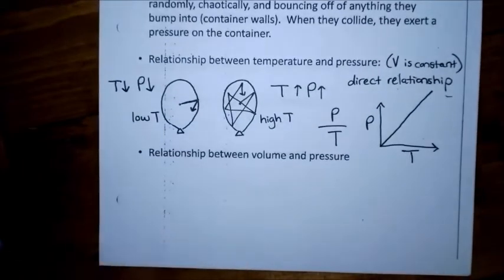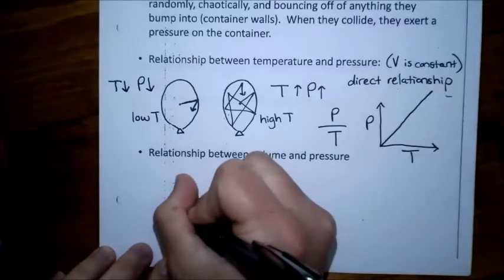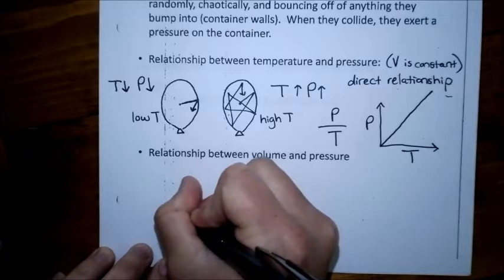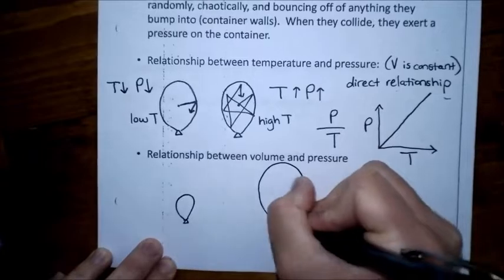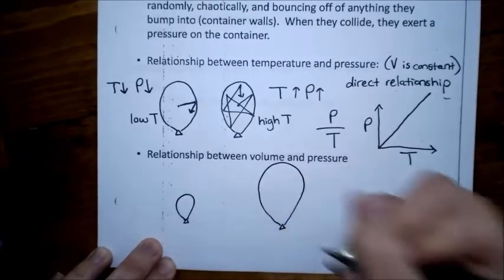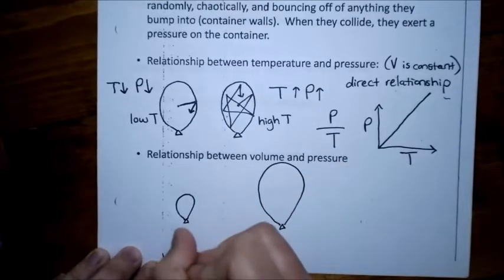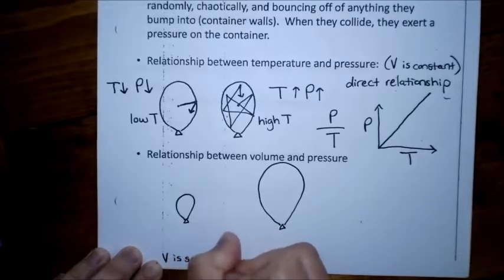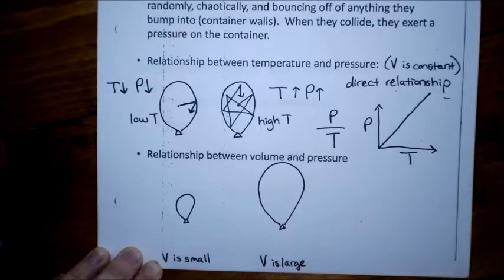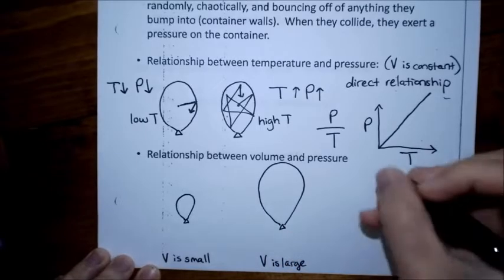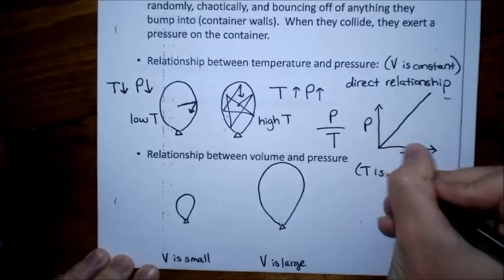The second relationship is about volume and pressure. So for this illustration, since volume is different in these two examples, we're going to draw a small balloon, and then we're going to draw a big balloon. In this first balloon, volume is small, and in this big balloon, volume is large. Now keep in mind, since we're only talking about volume and pressure, that means that temperature is constant.